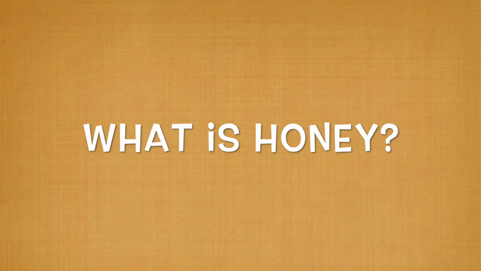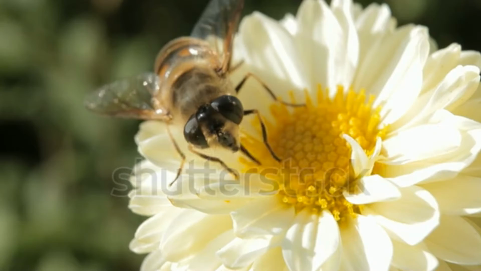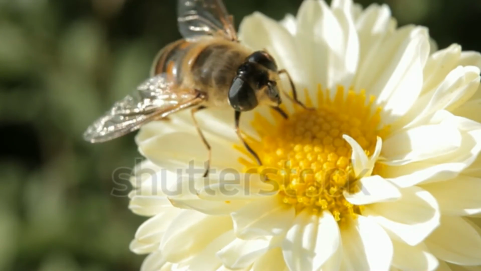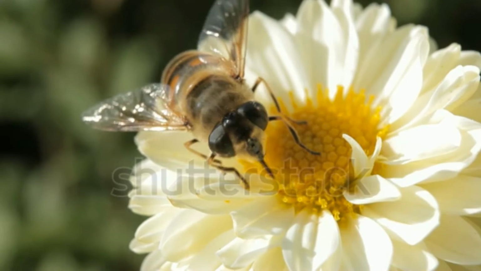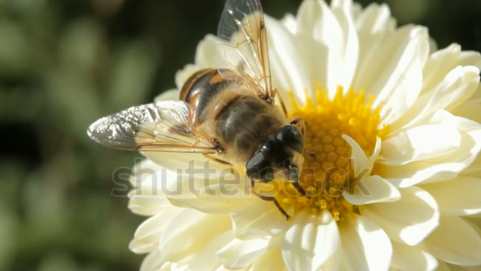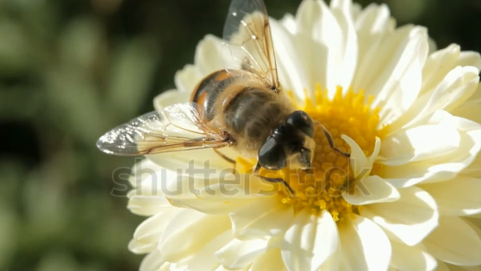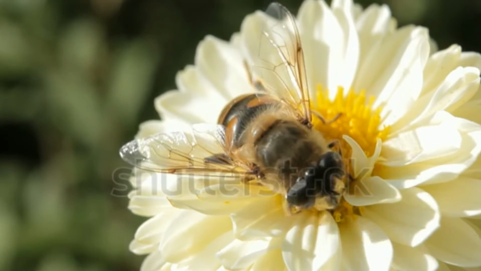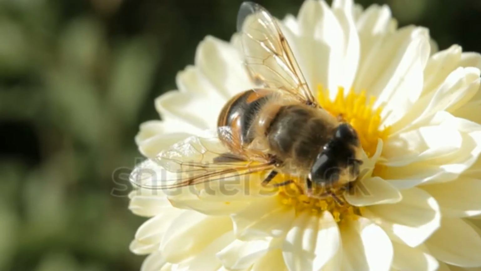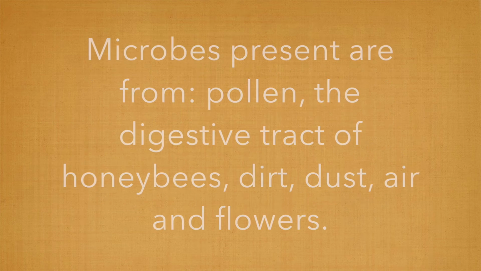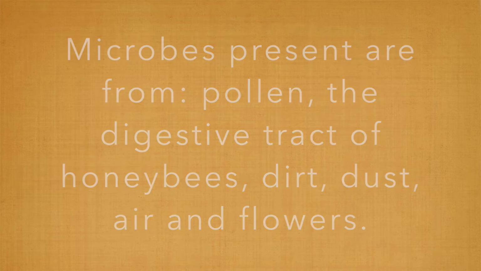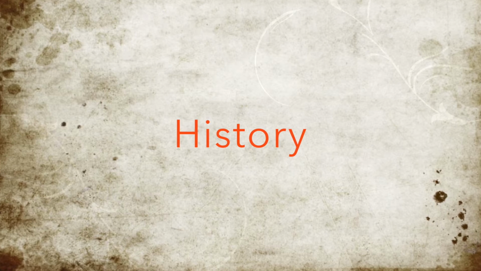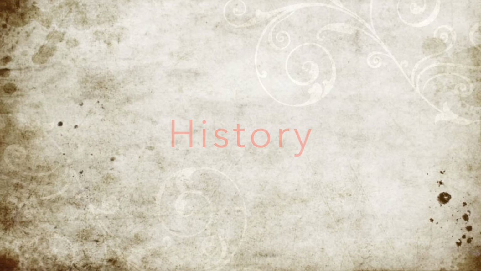What is honey? Honey is a thick golden liquid produced by bees by using the nectar of flowering plants. It's composed mostly of sugar and water and also has small amounts of minerals and vitamins as well as microbes. Honey is described as a reservoir for microbes due to its association with pollen, the digestive tract of honeybees, dirt, dust, air, and flowers.